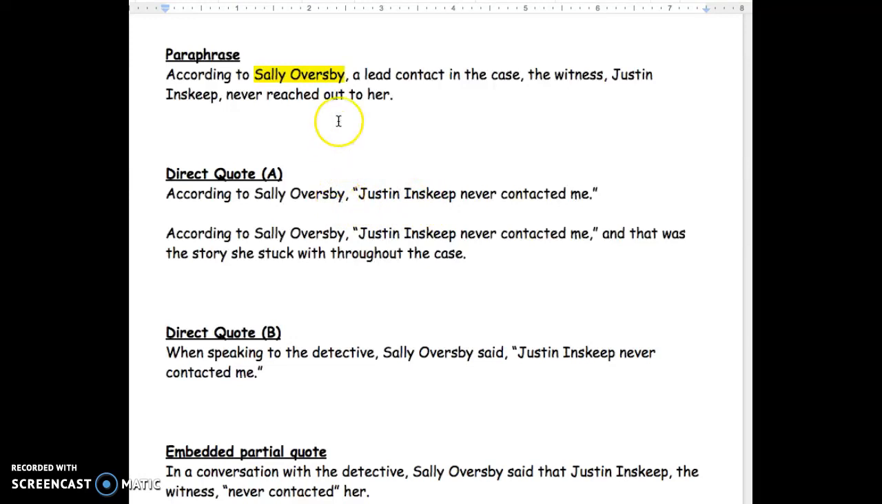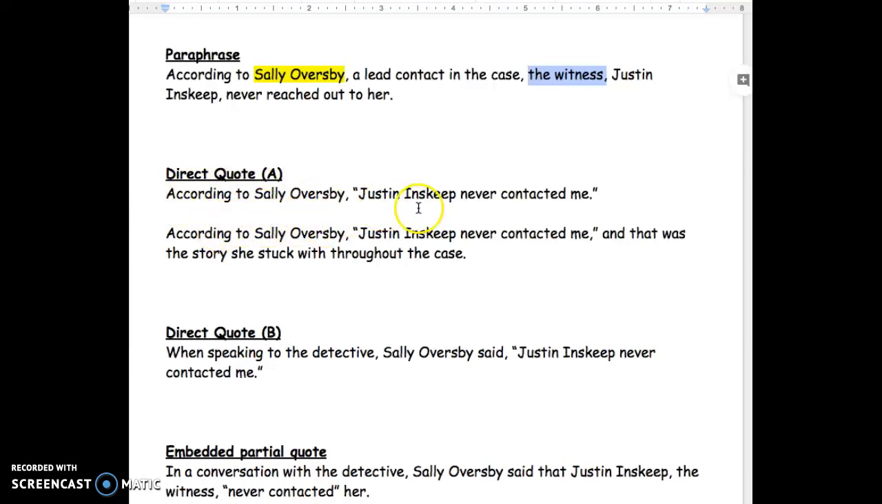So I have not included this information here about who Sally is. I also haven't included this information here about who Justin is. So we would probably have to include that somewhere else. Maybe I would have introduced Sally in a sentence before this, I don't know.